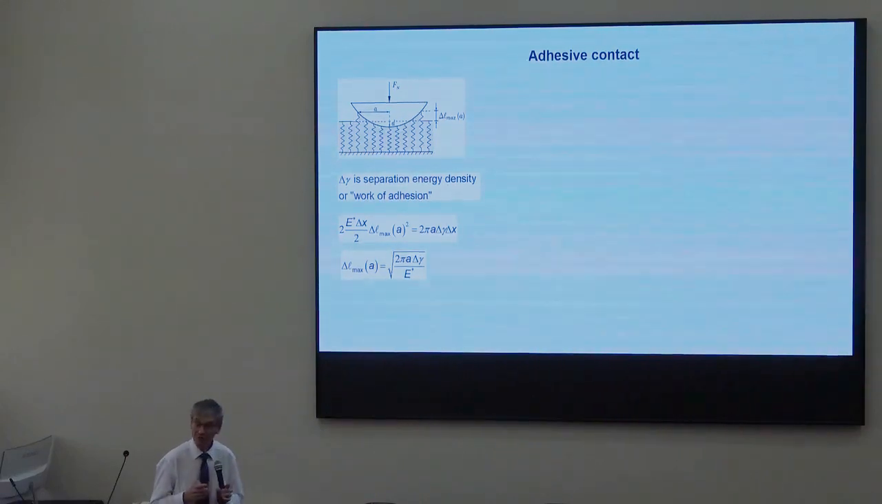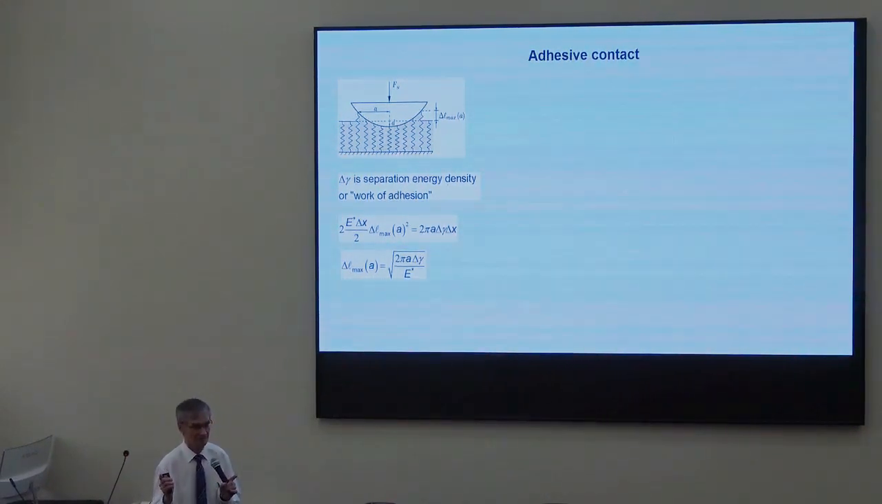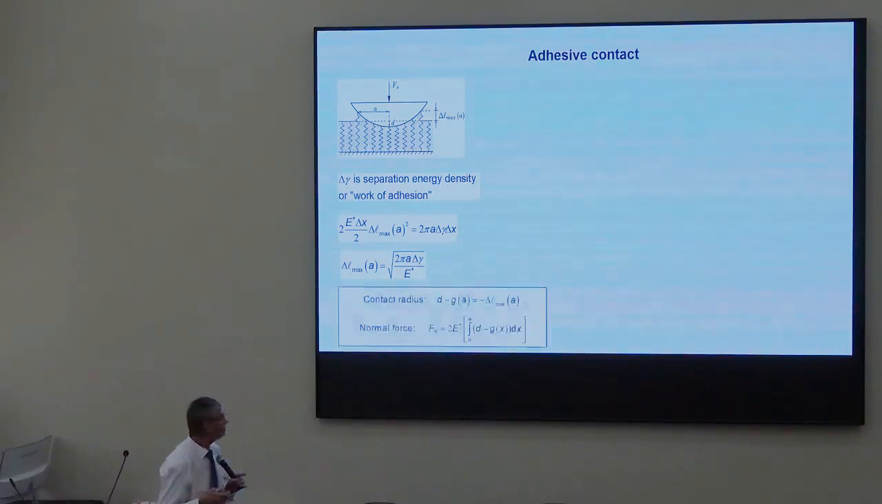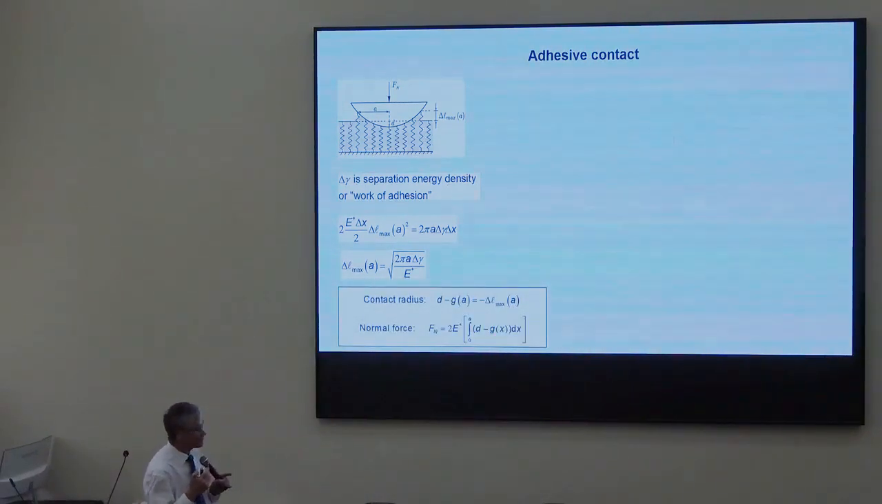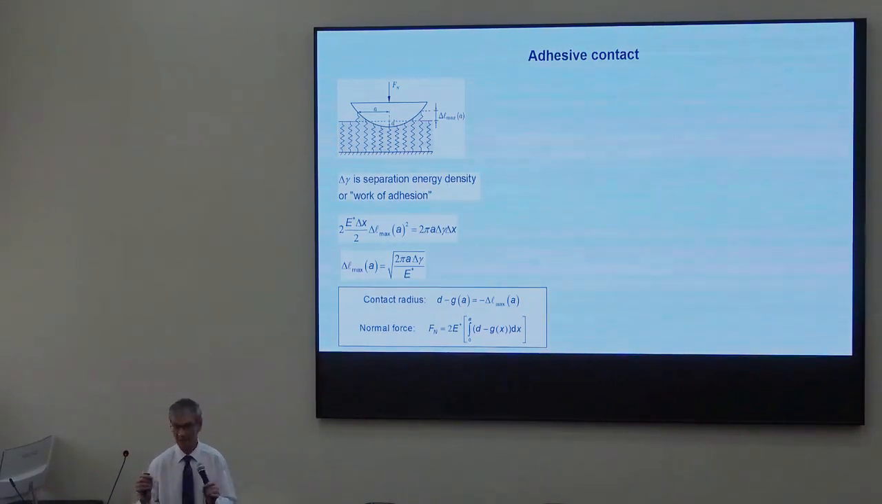There is no difference in the MDR between adhesive and non-adhesive contacts, with one difference only. The displacement of the boundary springs is not zero, but has a critical value. So the displacement of the boundary spring is the critical value, and this is the equation which relates the size of the adhesive contact and the indentation depth.